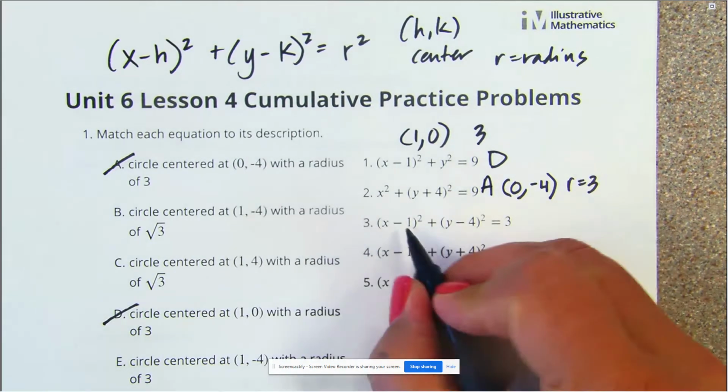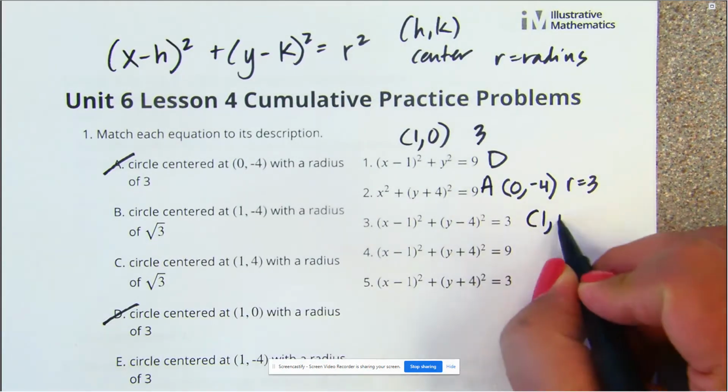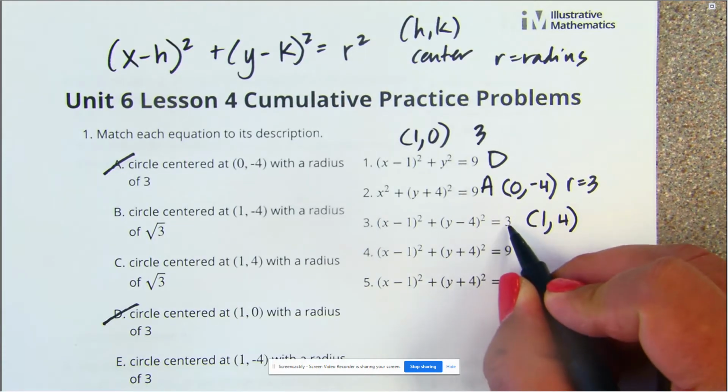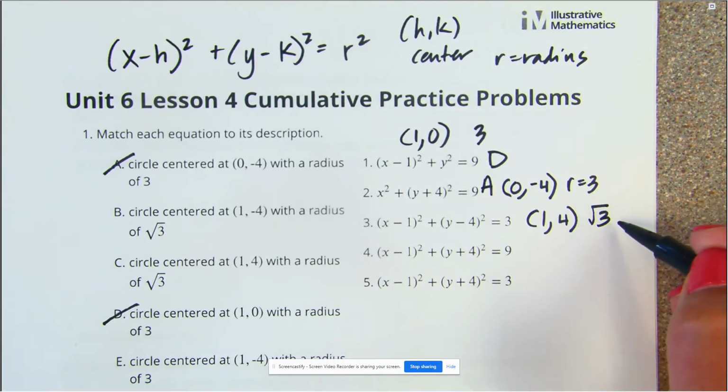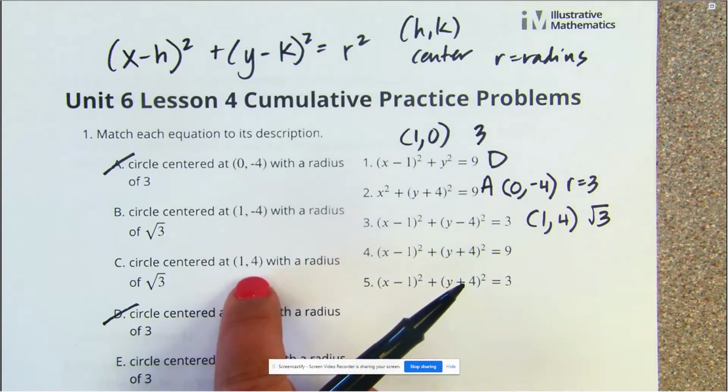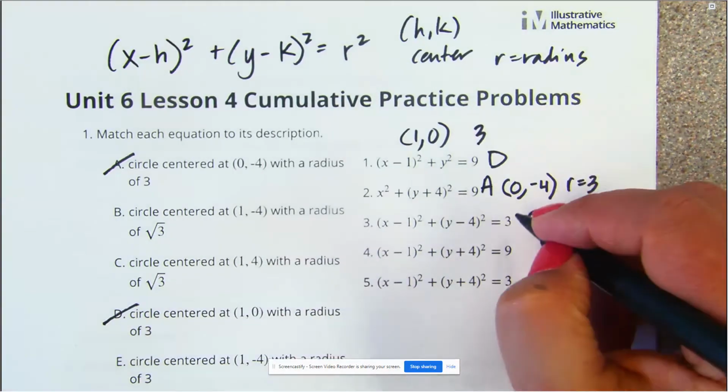What do we got here? Center (1, 4). And this time, what number squared made 3? Well, what's the square root of 3? The square root of 3. The radius is the square root of 3. So (1, 4) with a radius of the square root of 3. This guy is C.